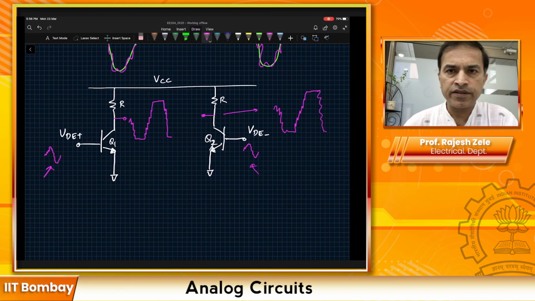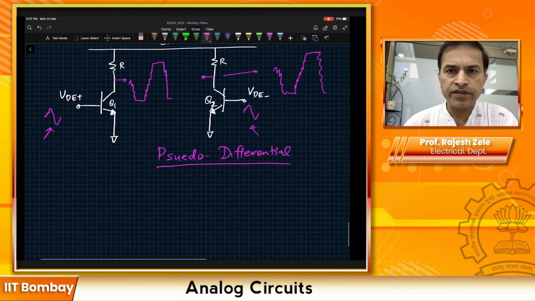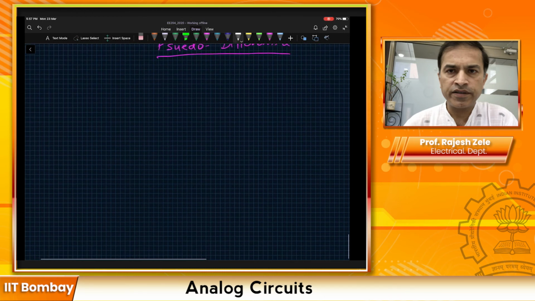So this particular topology is called pseudo differential. Our goal again is to amplify only the differential signal and reject the common mode signal. So here is the innovation that is really fundamental to circuit design, and it's used almost everywhere. Let me draw it for you so that it will be clear.